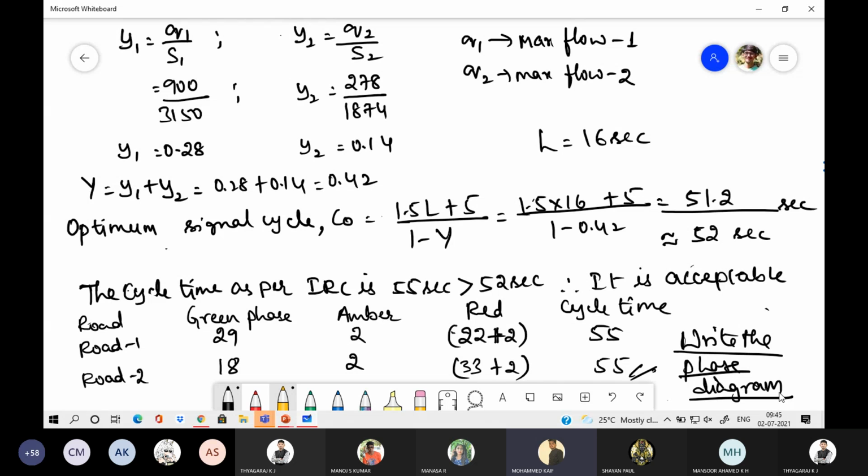Sir, for road 2, red is 35, no sir? Red is 35 seconds. But while writing the phase diagram, if you consider one road and write the phase diagram, it's enough. That is, for road 1 it is 29 seconds green time.